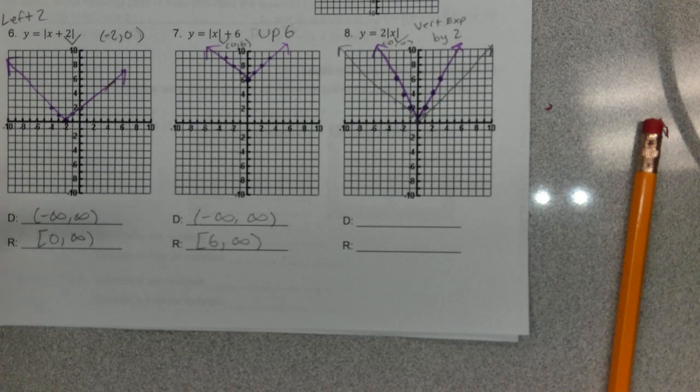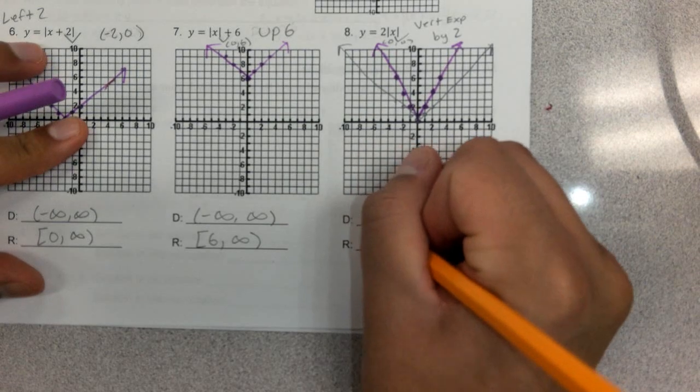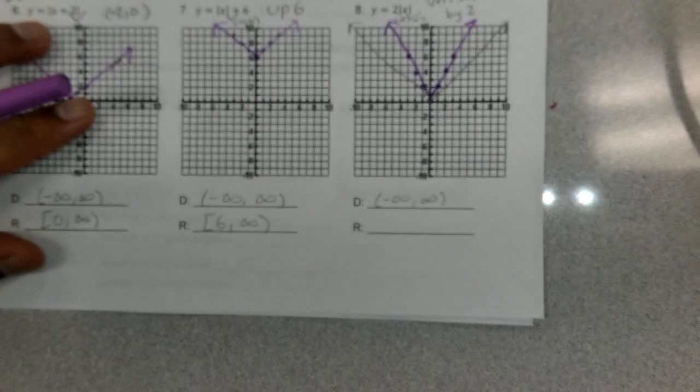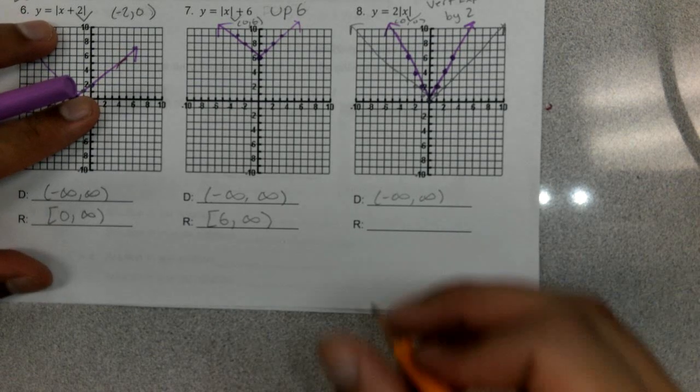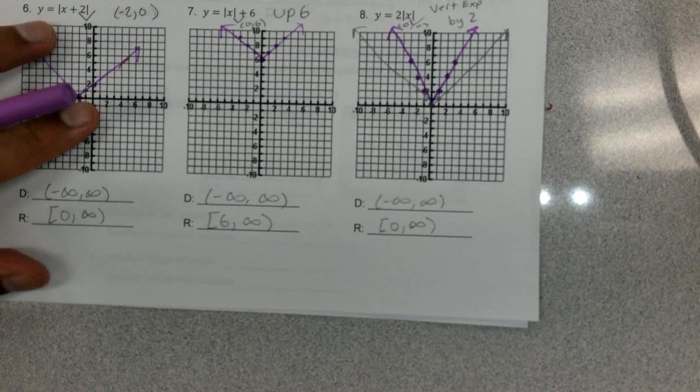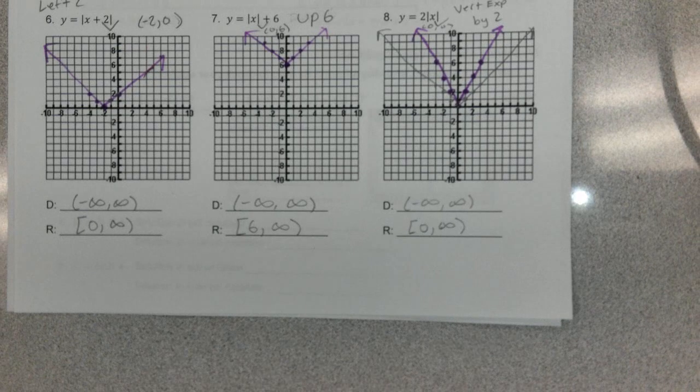Alright, so then for the domain, that would be negative infinity to infinity. And then for the range, bracket 0 to infinity. Alright, so that's 6, 7, and 8.